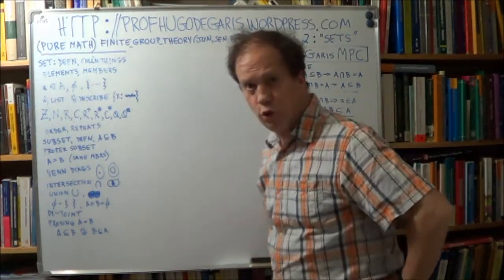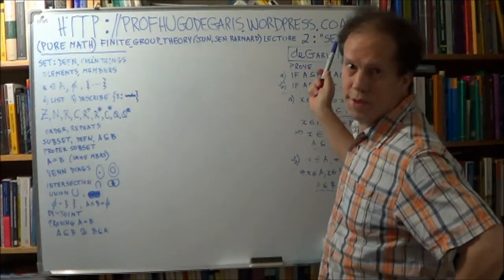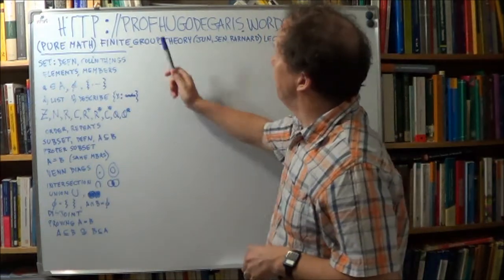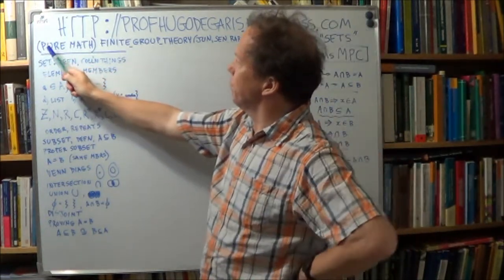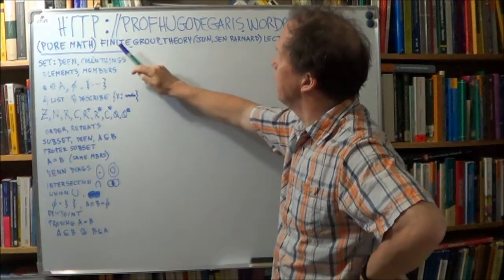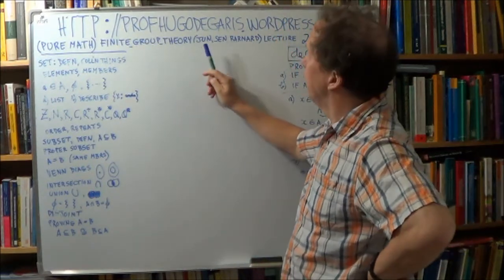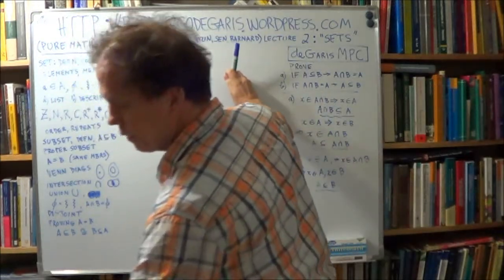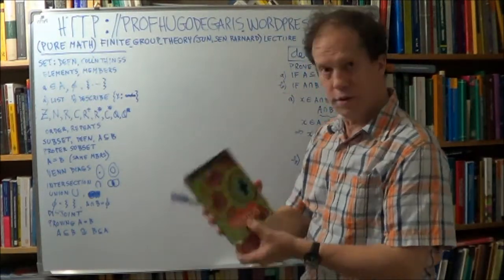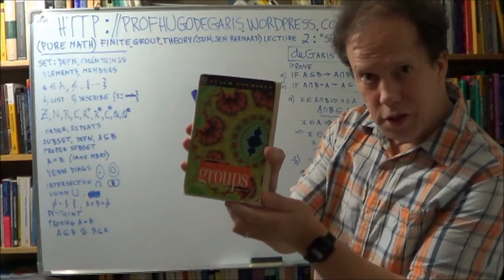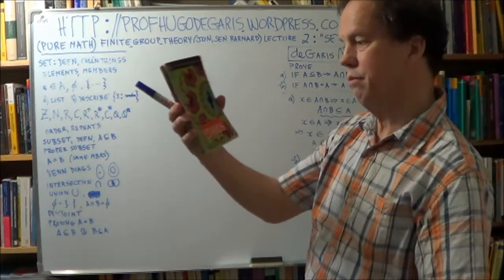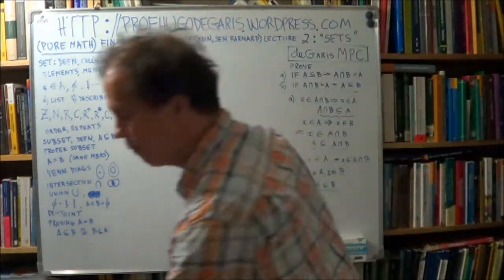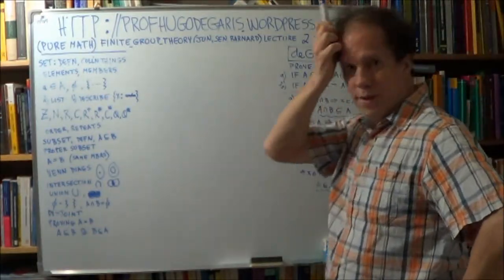This is lecture 2 on sets, in the topic of pure mathematics and finite group theory at junior senior level, and the first author of the text, which is this one. It's in the Teach Yourself series called Mathematical Groups. Lecture 2, and the theme is sets.